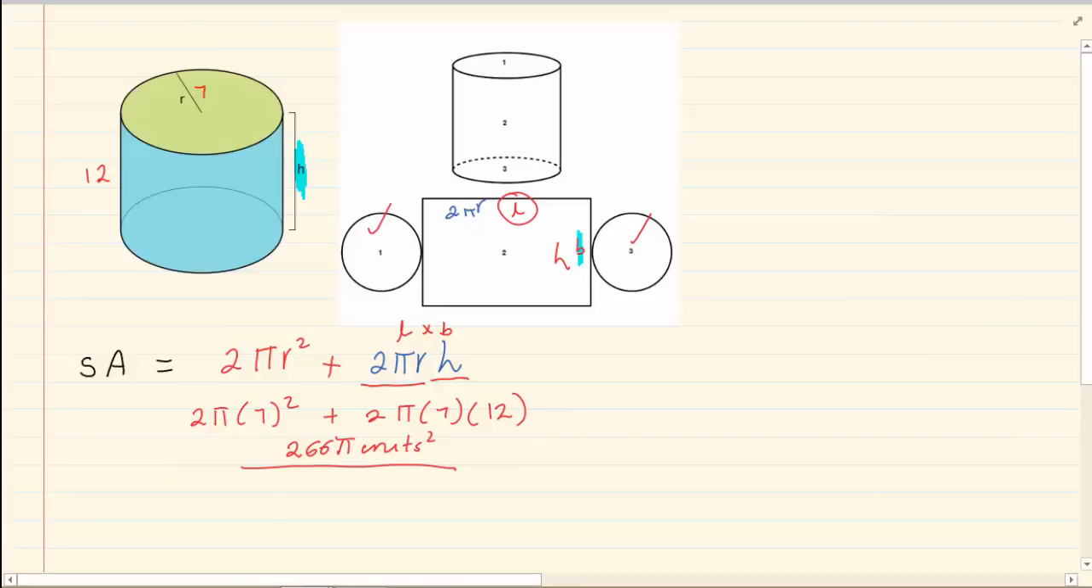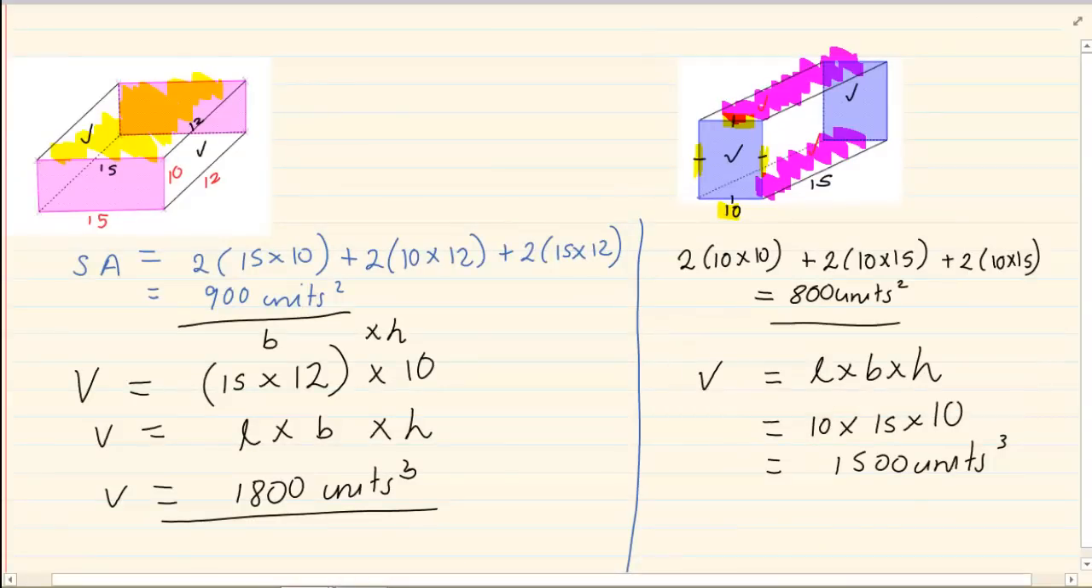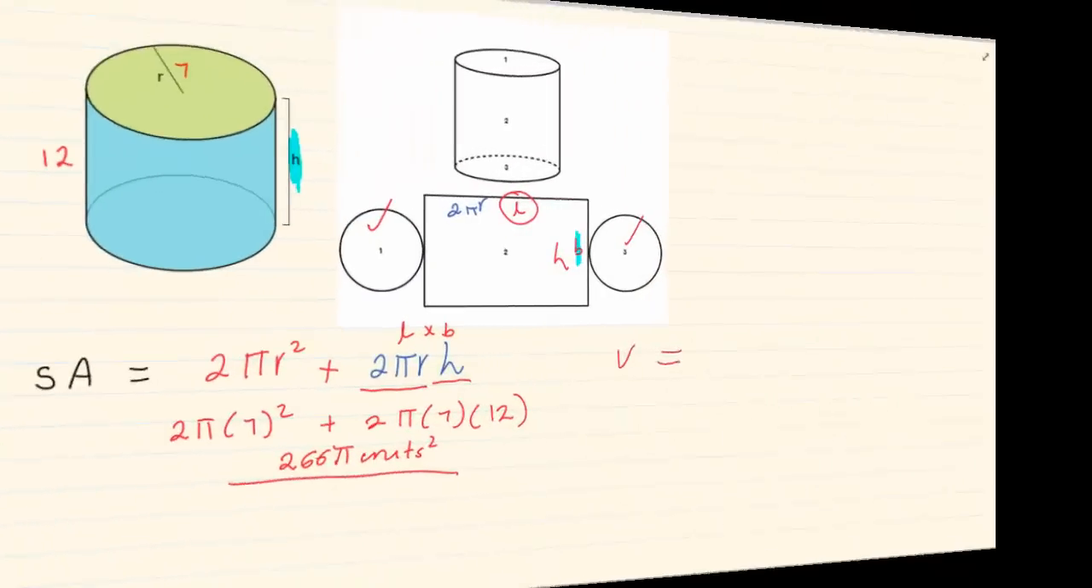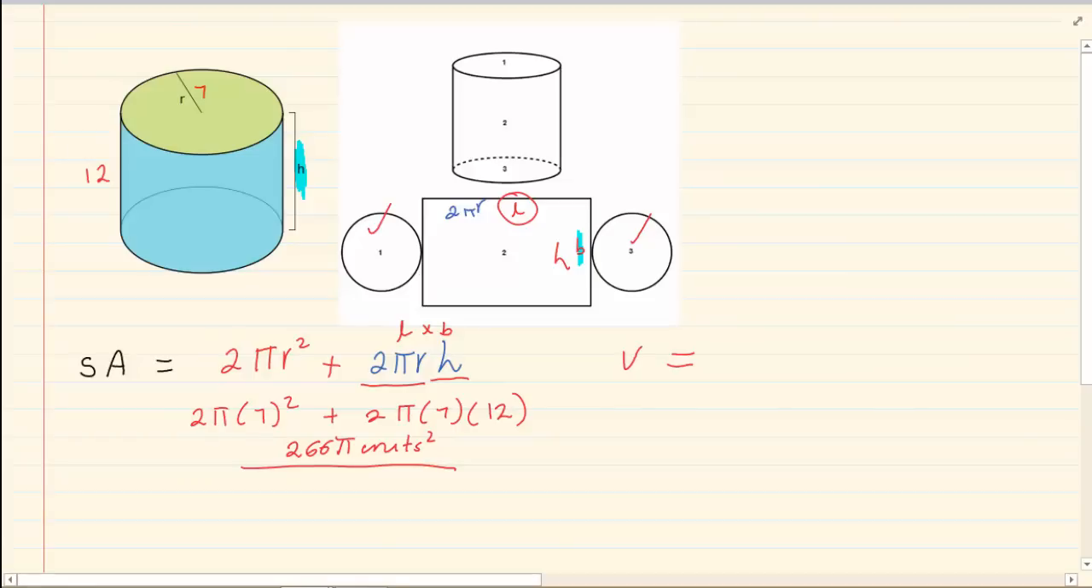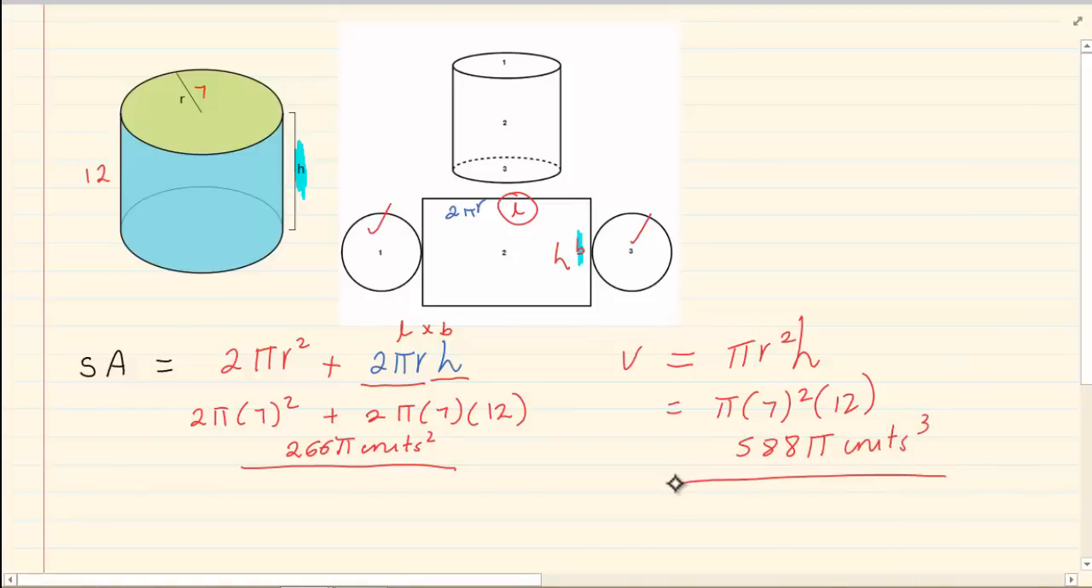Then the volume. Again, volume works on the same concept. Again, it works on the base times the perpendicular height. So look, what is our base? Our base is a circle, which is pi r squared. And then the height, the line that is joining the two circles, height, which is going to equal to pi, our r is 7 squared and our height is 12, which is equal to 588 pi units cubed. Why cubed? Because it is volume.